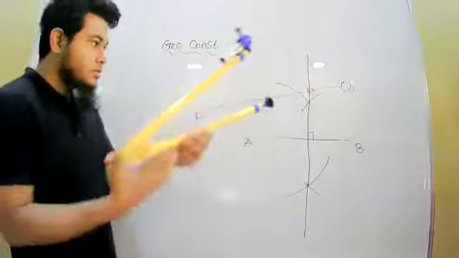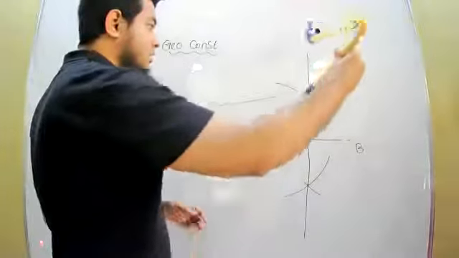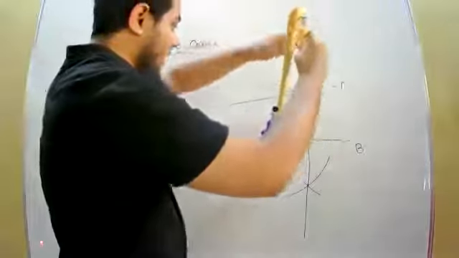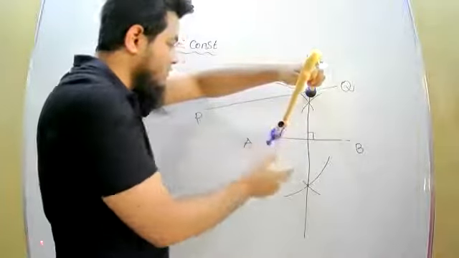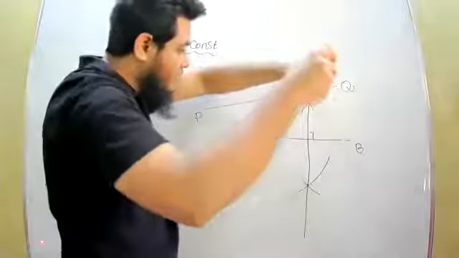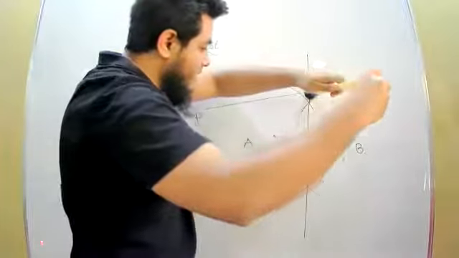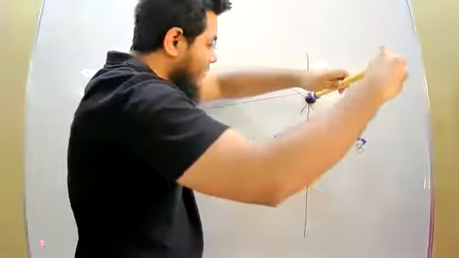Yes. Okay, so you need to put your compass here and take a radius that is equal to this distance. It is passing through A. Drawing it properly is a little bit hard for me to do right now, but still I'm trying.